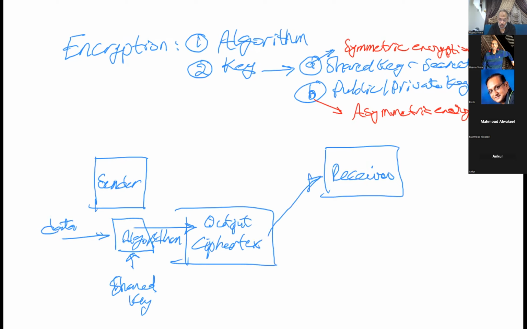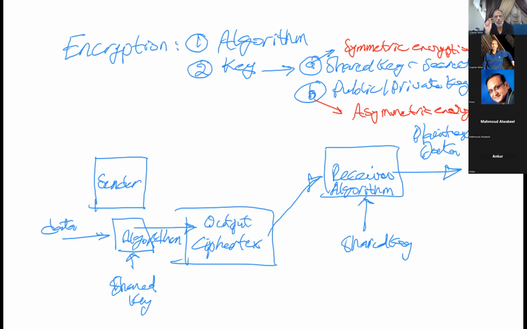The receiver will take the receiver algorithm, he will take the cipher text, he will use the shared key, and he will process it to get the data, which we call plain text. This is a very simple demonstration for the symmetric key, secret key or shared key. The shared key or secret key will be a single key. This single key will be shared with the sender and the receiver.